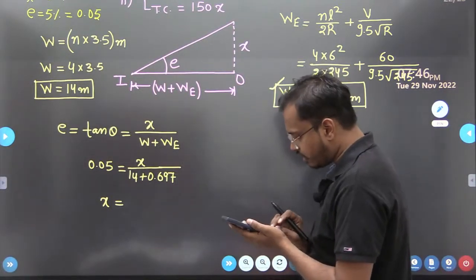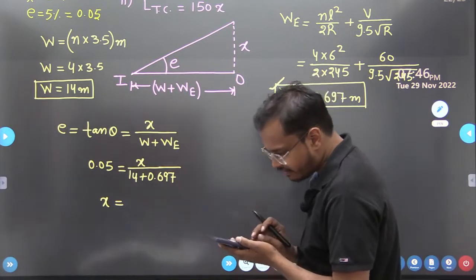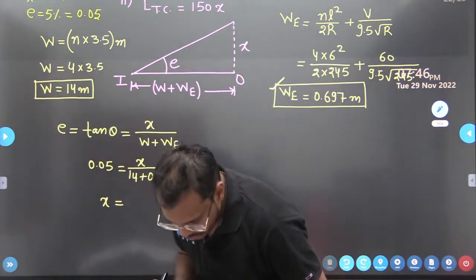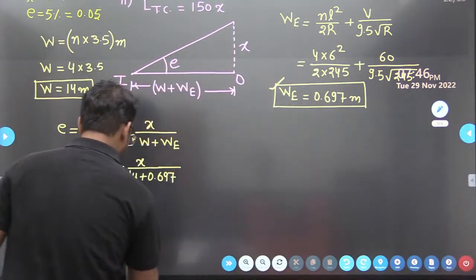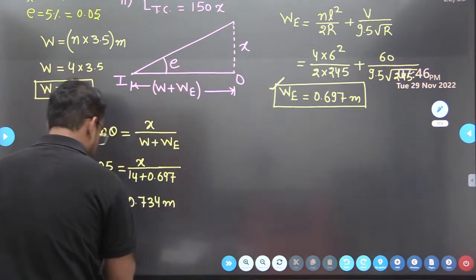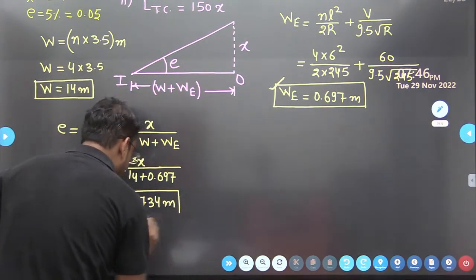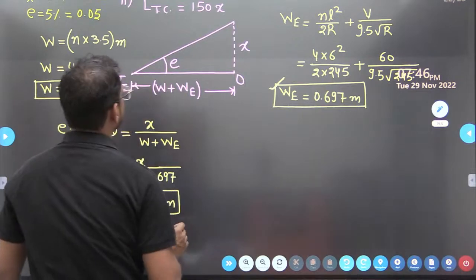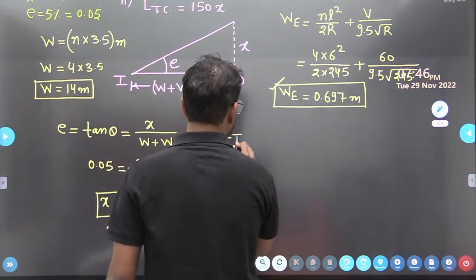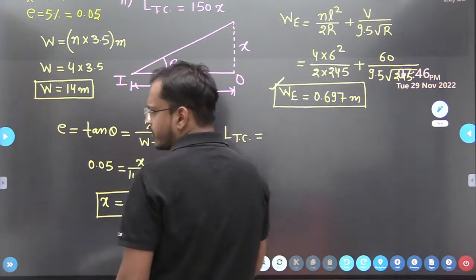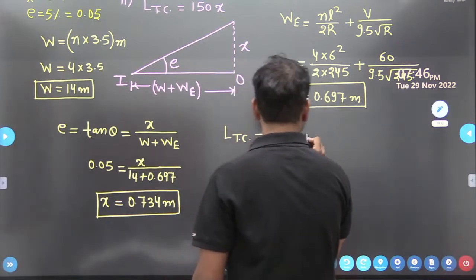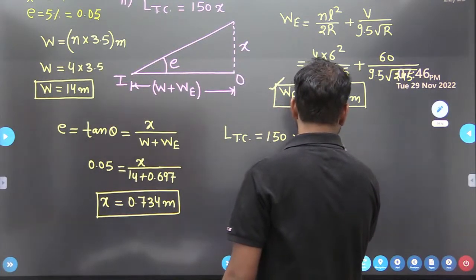So x is 14.697 multiplied by 0.05. What is the value of x? 0.734. Okay, x is 0.734 meter. Then what is the formula of length of transition curve? 150 into x. So length of transition curve on the basis of introduced super elevation is 150 into x, and x is not a BFA. The value of x is 0.734 meter.